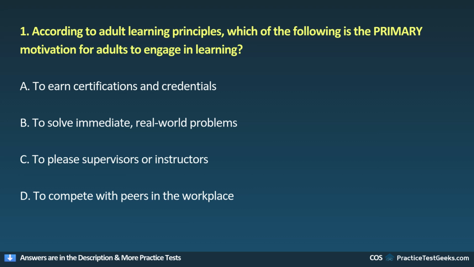1. According to adult learning principles, which of the following is the primary motivation for adults to engage in learning? A. To earn certifications and credentials. B. To solve immediate real-world problems. C. To please supervisors or instructors. D. To compete with peers in the workplace.